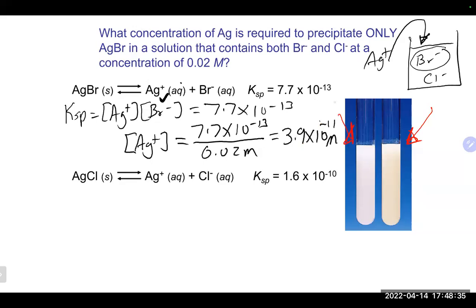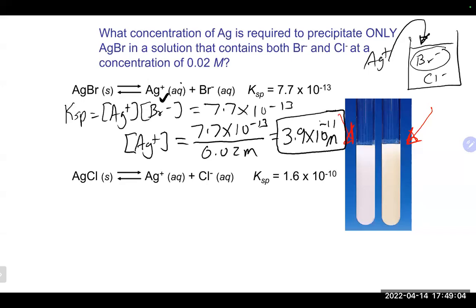So what does this number pretty much represent? This number here represents the minimum amount of silver concentration that you need to start to see the silver bromide come out. So if we take some silver, we get it up to 3.9 times 10 to the minus 11, we dump it into that test tube or that beaker that has those two guys floating around, we should start to see silver bromide, a white solid, coming out.